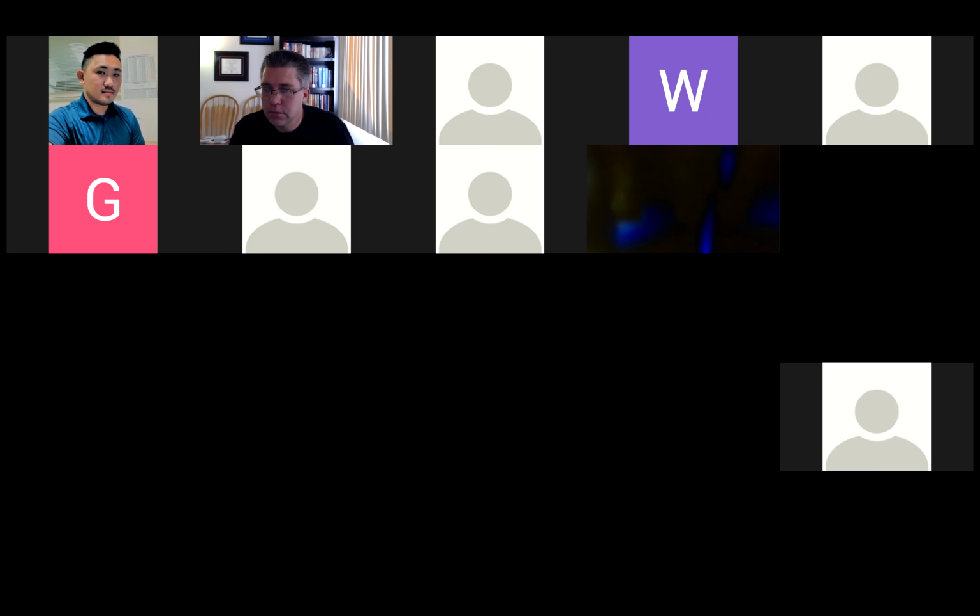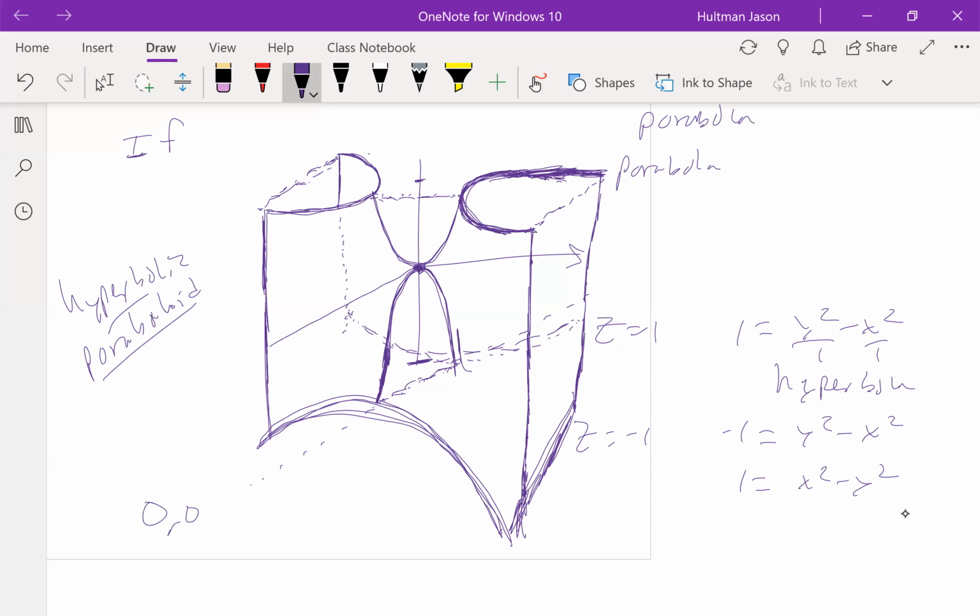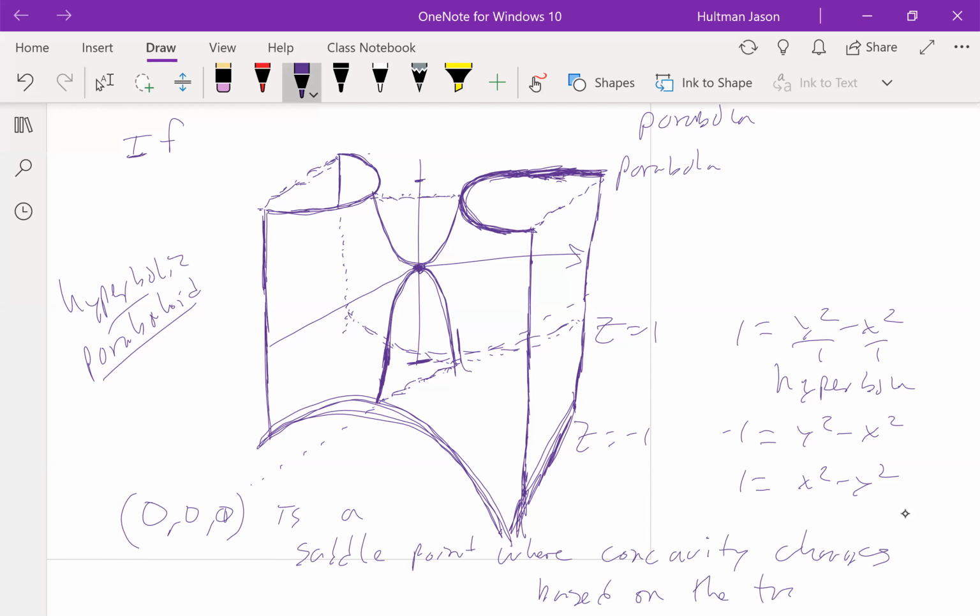That's the very last thing that you want to write in your notes. I'll write that in my notes before I leave the meeting here. So the origin, 0, 0, 0, is a saddle point, and this is where concavity changes based on the trace.